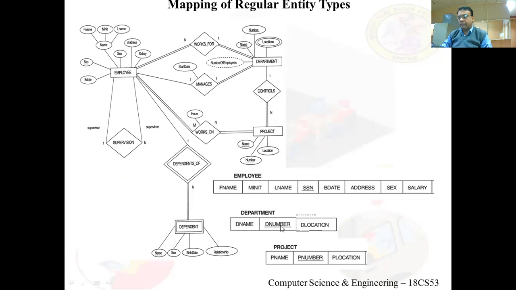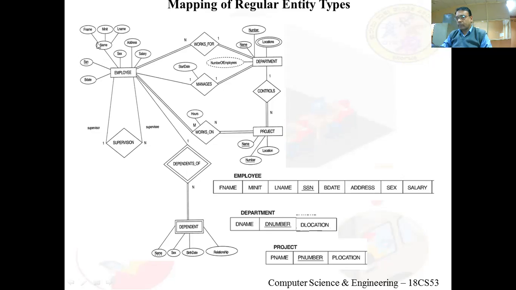So we have to identify the key attribute here. SSN is the key attribute in employee. Department number is the key attribute in department, and project number is the key attribute in project. You can observe here, I'm not adding any foreign keys or any other attributes. Simply I'm adding whatever surrounding attributes are represented in oval shape.